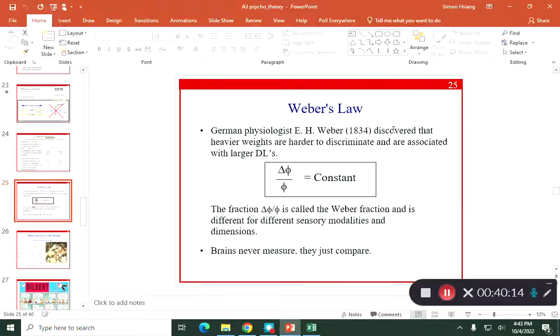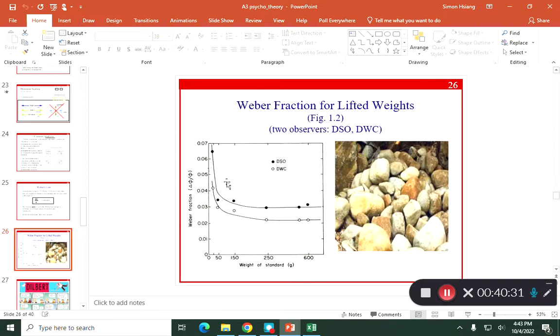Here is the first thing. Weber in 1834 discovered that heavier weights are harder to discriminate, and associated this with a discrimination threshold. Basically, it is this equation: delta phi over phi is a constant. He had two persons, and every time he added a little bit of weight to the body, he asked, can you judge? Can you feel it? Can you see it? And sooner or later, this will level out into a constant.